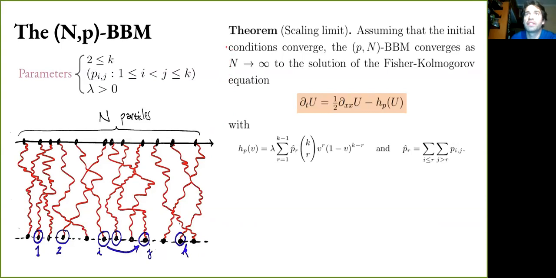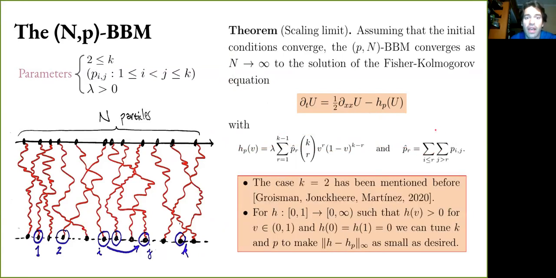For this model, we have this scaling limit. The scaling limit is this Fisher-Kolmogorov equation with this H_P that is defined in terms of the parameters of the model. And the case k equal 2 corresponds to the model already mentioned. And also we mentioned that we can tune the parameters of the model in such a way that the function H_P is as close as desired to any continuous function h. In other words, these microscopic models approximate any Fisher-Kolmogorov equation.